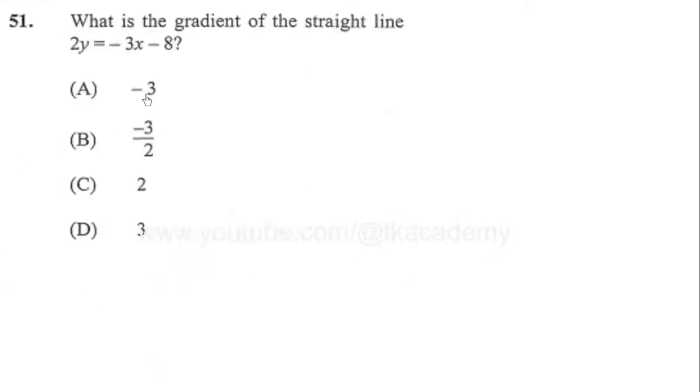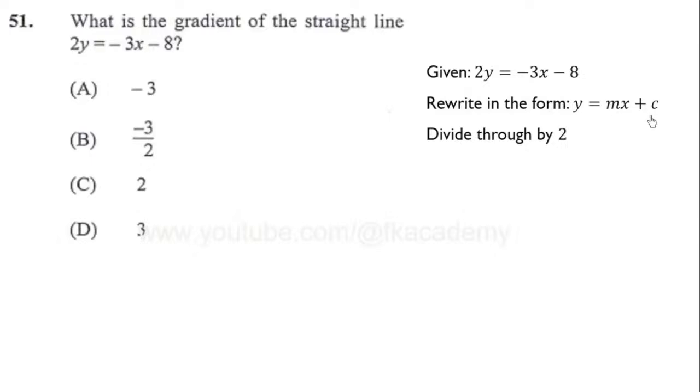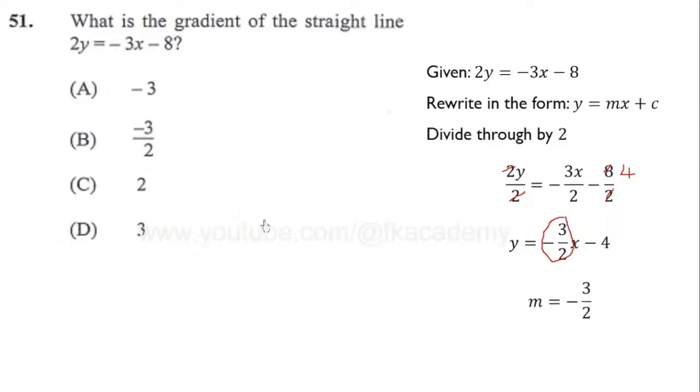That is the gradient of the straight line: 2y is equal to negative 3x minus 8. To find the gradient, we need to rewrite the given equation in the form y equals mx plus c, where m is the slope and c is the y-intercept. So we divide through by 2 to get this. Now we can simplify this, and 8 divided by 2 is 4. Comparing this equation to y equals mx plus c, we have m equal to negative 3 over 2. Therefore the slope is negative 3 over 2.